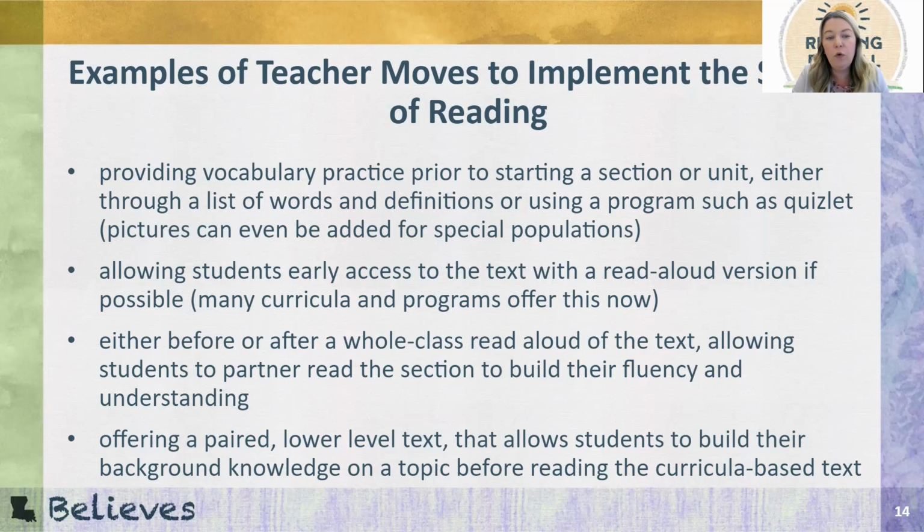Another idea is, either before or after a whole class read aloud of the text, allowing students to partner read the section to build their fluency and understanding. And as content area teachers, we don't have 45 or 50 minutes for this to happen, but maybe you're looking at that text and you notice, oh goodness, on page 12 there are 2 paragraphs. And if they really can understand these 2 paragraphs, they're really going to get the big idea of this chapter or this unit. So picking that section out to have them partner read ahead of time can be really powerful in building that fluency, sight recognition, and their understanding and comprehension.